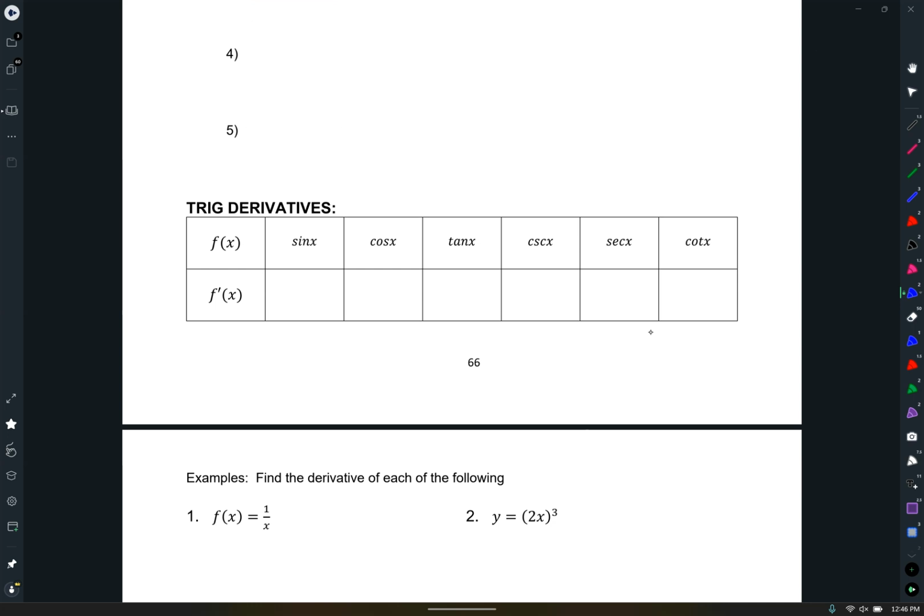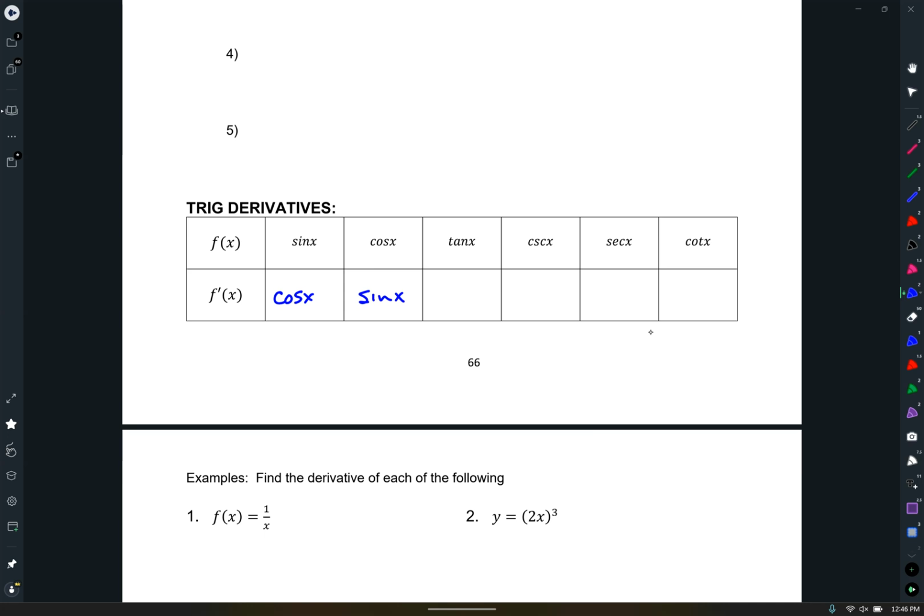On these, it's just a matter of memorizing. There's no developing the trig derivatives. You just have to memorize. But I do think there's a way that makes it easier to memorize them. For example, the sine and cosine are derivatives of each other. And what that means is that the derivative of sine is cosine, and the derivative of cosine is sine.